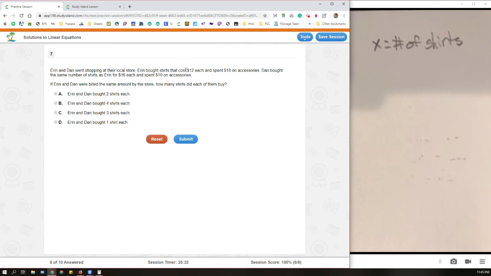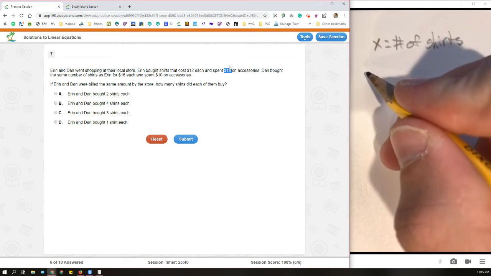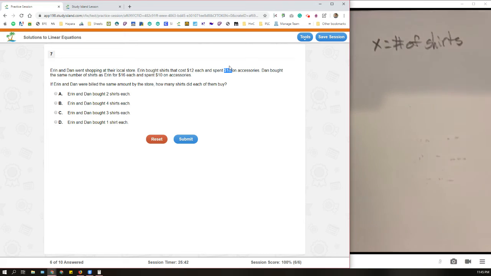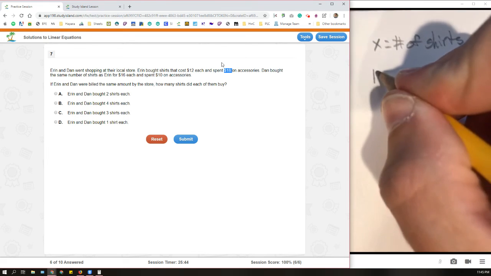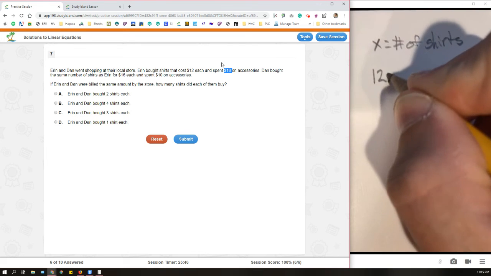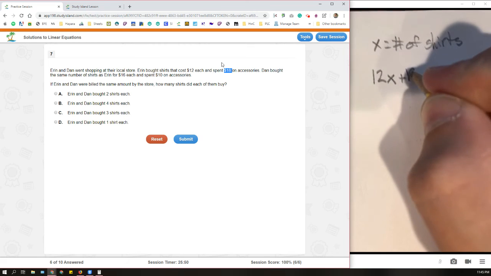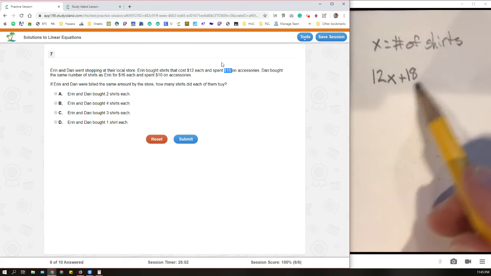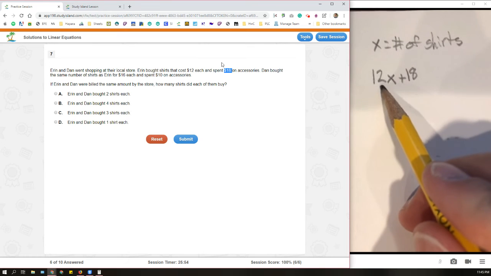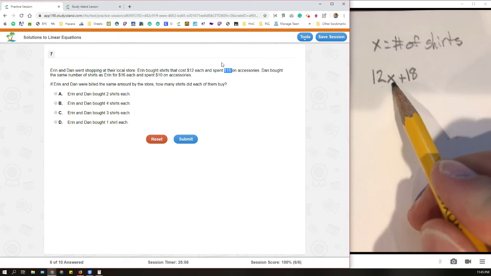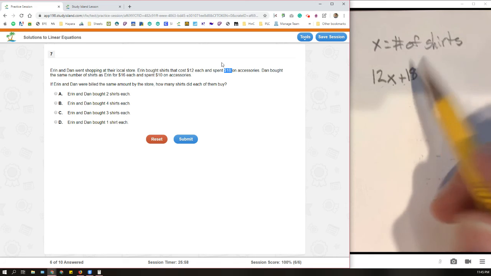Well, Aaron bought shirts that cost $12 each, and then she also spent $18 on accessories. So Aaron's expression would look like this for her total cost. $12 times the number of shirts, $12 per shirt, plus $18 in accessories. This is Aaron's total cost. $12 times the number of shirts she bought, plus 18.